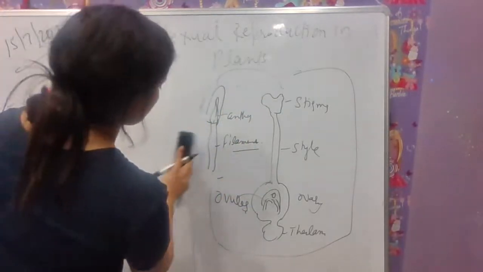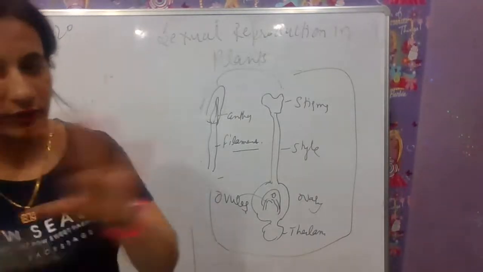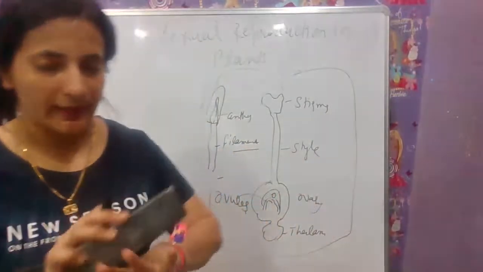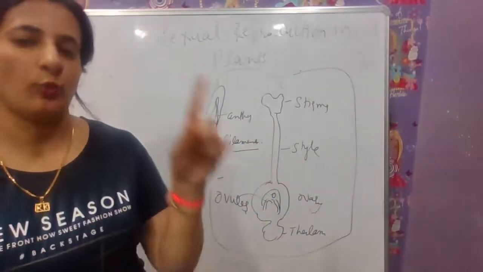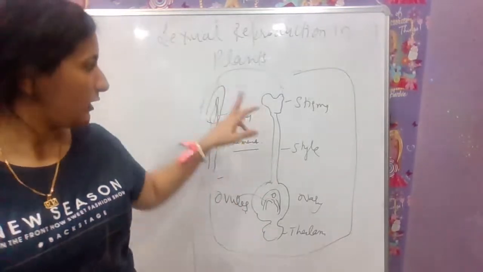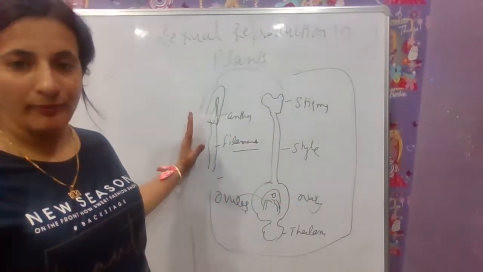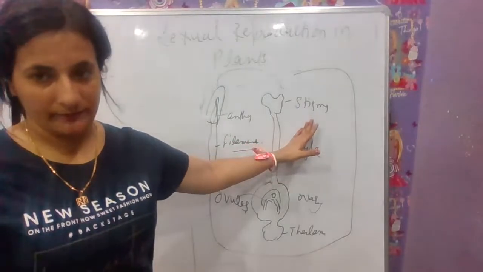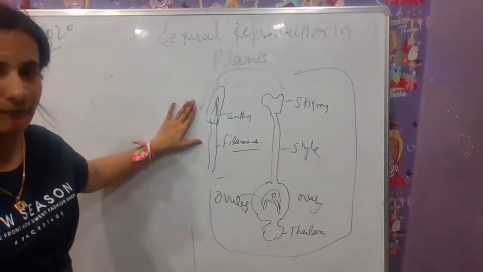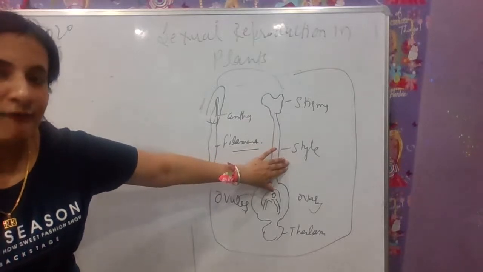Sexual reproduction in plants. We have discussed pollination. You just forget everything, not forever, but just for one minute, remember only pollination. Transfer of pollen grain from anther of stamen to stigma of carpel. Male reproductive part of plant, female reproductive part of plant. Come to this concept, okay? This is a male reproductive part of plant, and this is a female reproductive part of plant.